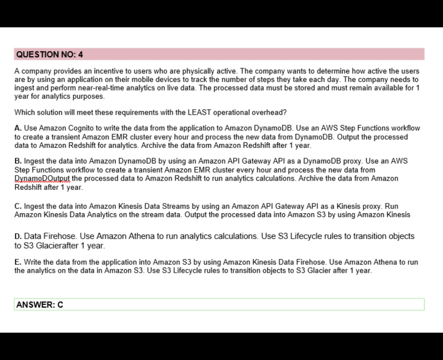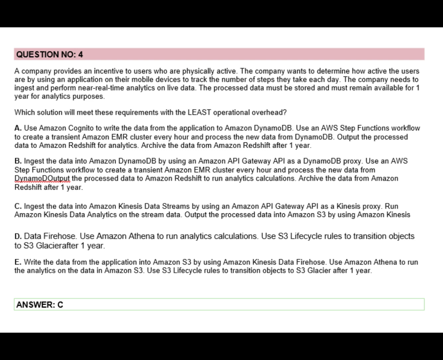A. Use Amazon Cognito to write the data from the application to Amazon DynamoDB. Use an AWS Step Functions workflow to create a transient Amazon EMR cluster every hour and process the new data from DynamoDB. Output the processed data to Amazon Redshift for analytics. Archive the data from Amazon Redshift after 1 year.